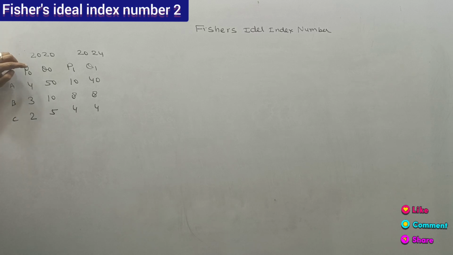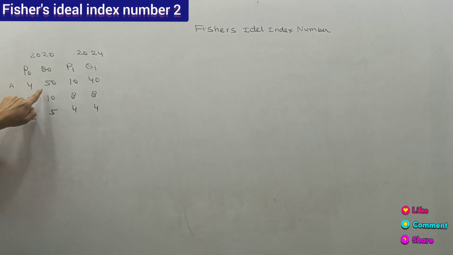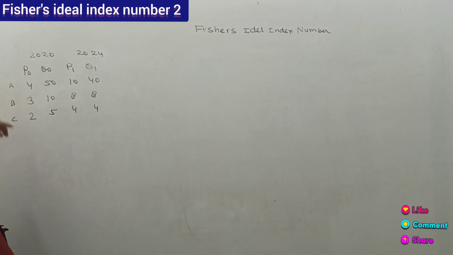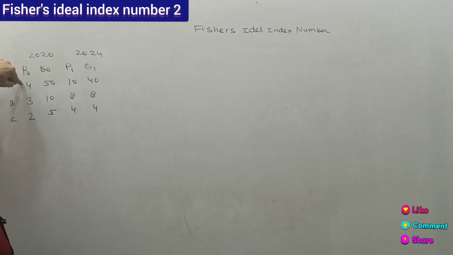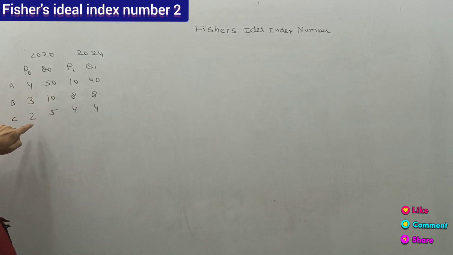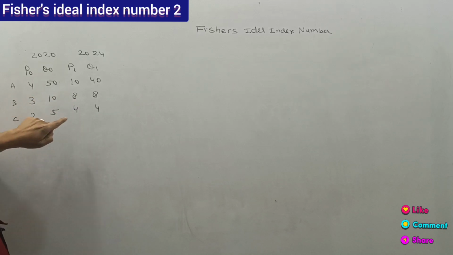The quantity purchased by a person: A is 50, B is 10 and C is 5. In the current year, the price of item A is increased from 4 rupees to 10 rupees, the price of item B from 3 rupees to 8 rupees, and the price of item C from 2 rupees to 4 rupees.